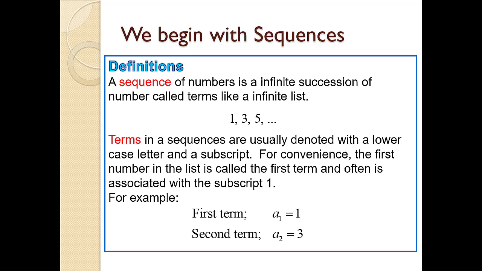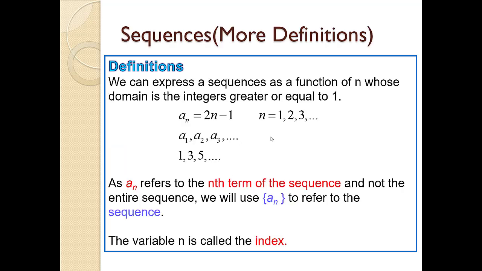We'll start with the definition of a sequence. All a sequence is, is just a bunch of numbers in an infinite succession, called terms, that make some kind of infinite list. So for example, 1, 3, and 5. The terms in a sequence are usually denoted with a lowercase letter and a subscript. Now, for convenience, the first number in the list is called the first term and often is associated with a subscript of 1. So, for example, if I were to say this is the sequence a sub n, then the first term would be a sub 1, and that's 1. a sub 2 would be 3.